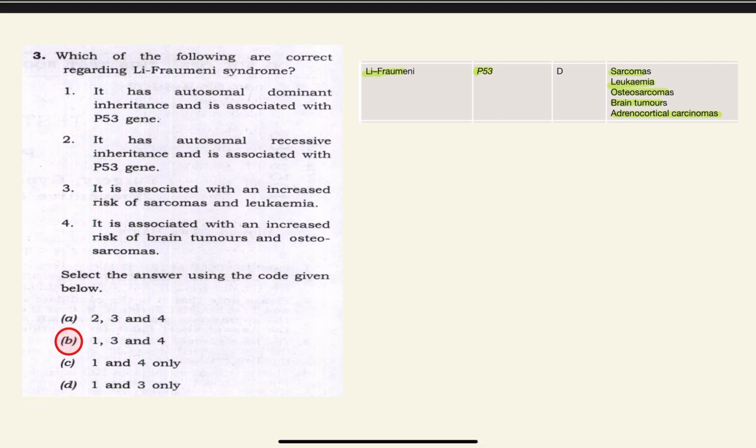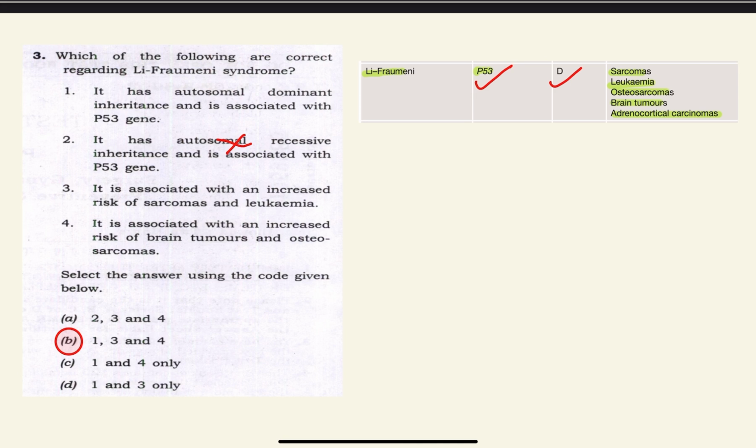Which of the following are correct regarding Li-Fraumeni syndrome? This is also a direct table from Bailey. Li-Fraumeni syndrome has autosomal dominant inheritance and is associated with the P53 gene. Yes, P53 is associated. This is wrong: autosomal recessive. And it is associated with increased risk of sarcoma and leukemia.